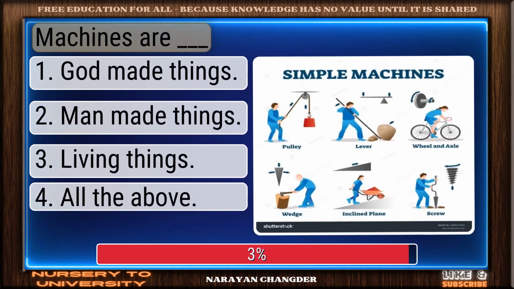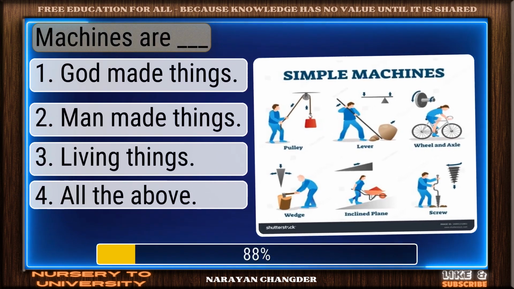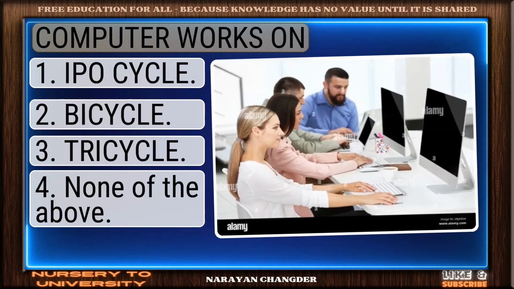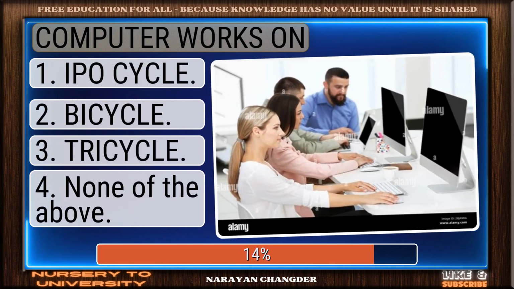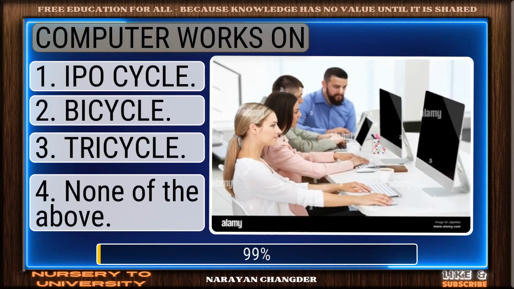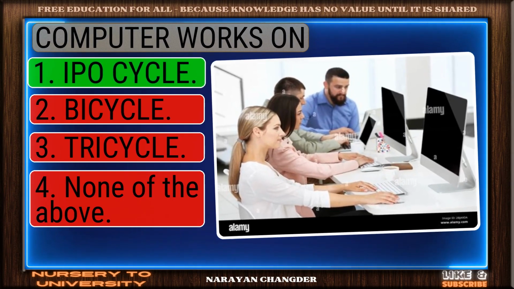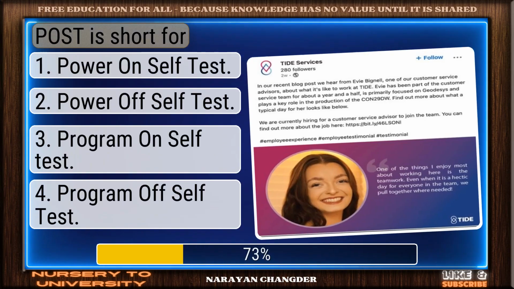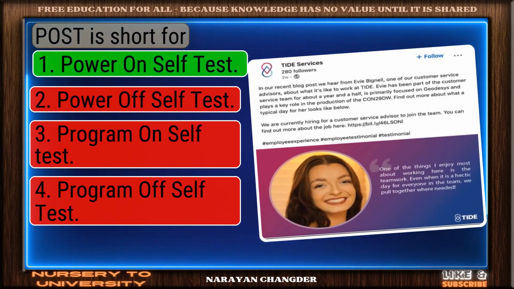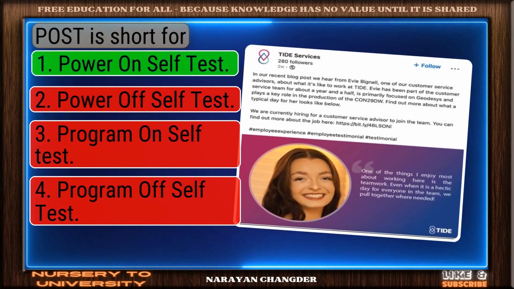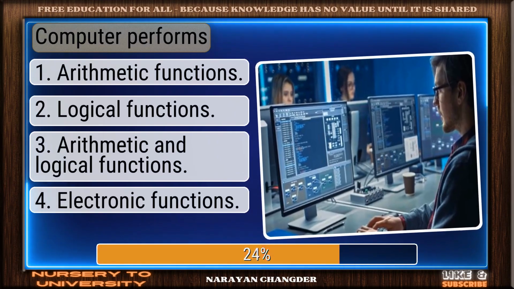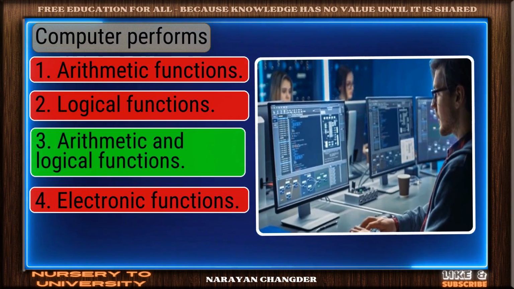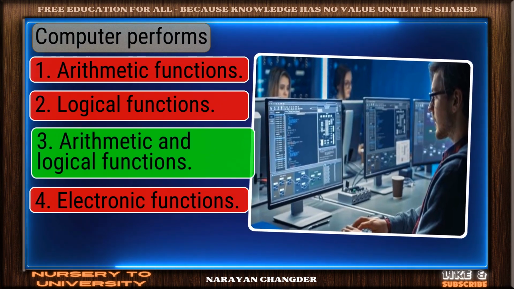Machines are dash? Smart move. Man-made things is accurate answer. Computer works on? Exactly. Hypocycle makes sense. POST is short for? Excellent choice. Power on self-test is right. Computer performs? You got it. Arithmetic and logical functions fits.